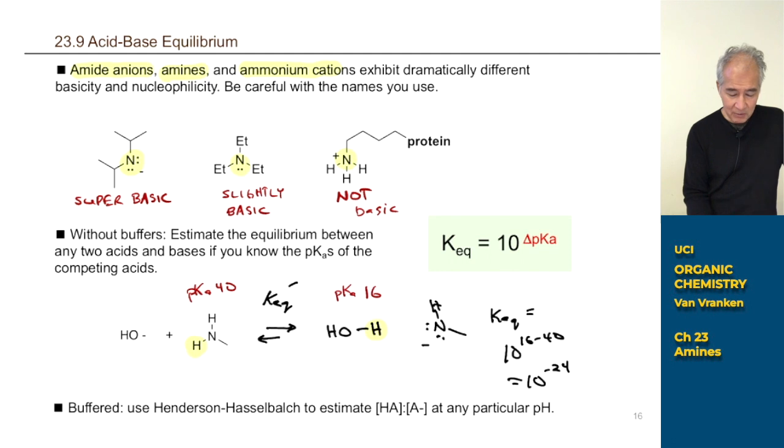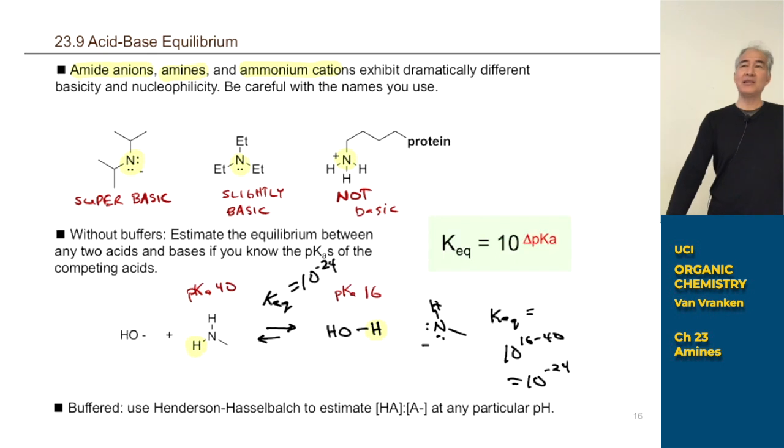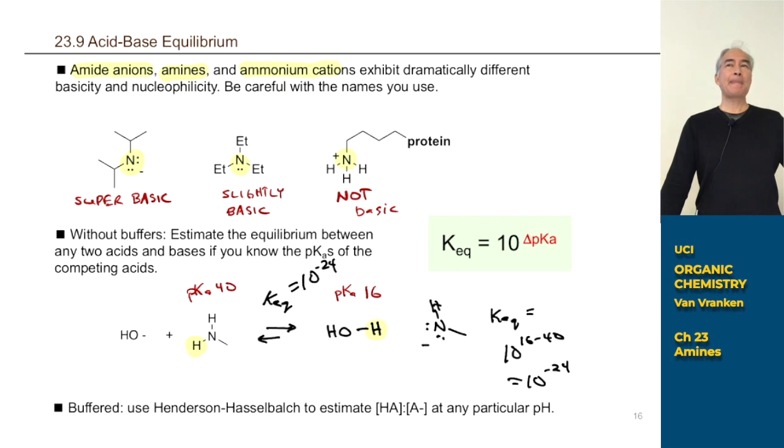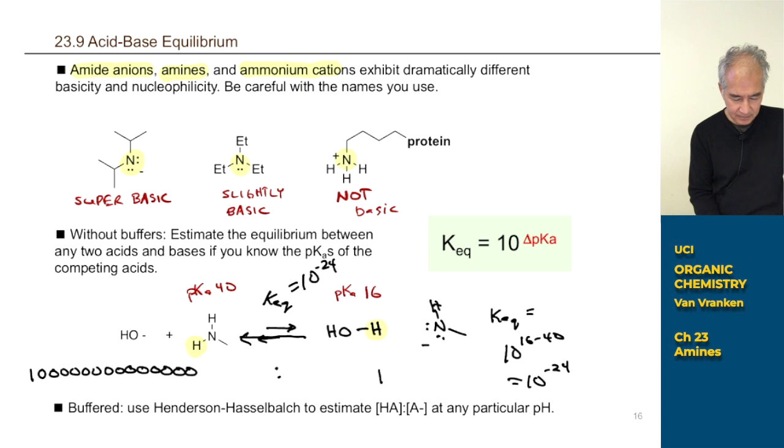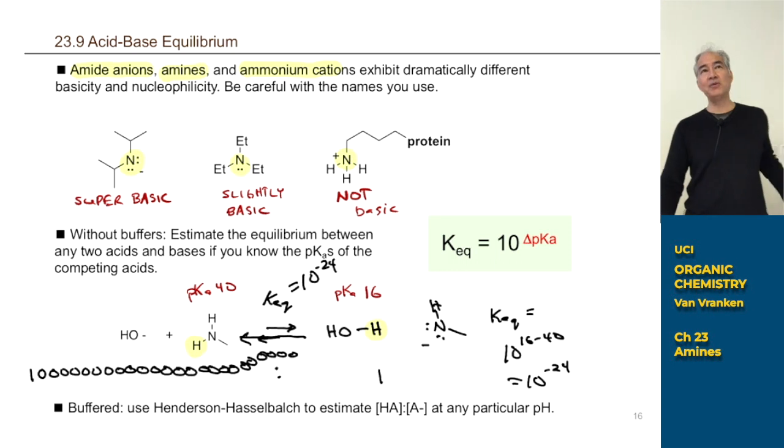So if I tell you that the equilibrium constant is 10 to the minus 24, which side is favored in this equilibrium, products or reactants? The reactants are favored by 10 to the 24. Right? At equilibrium, what this tells us is the ratio of the product side versus the reactant side is 1 to 10 to the 24. Okay, I ran out of room there, but you get the idea.